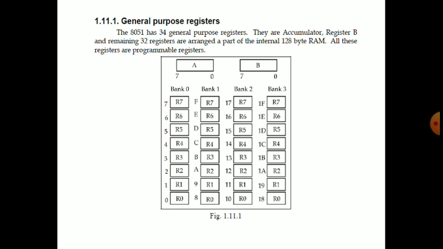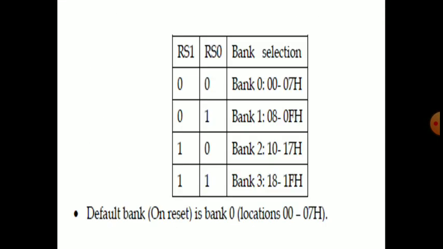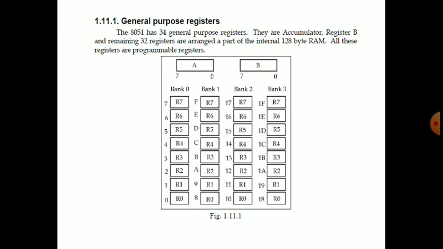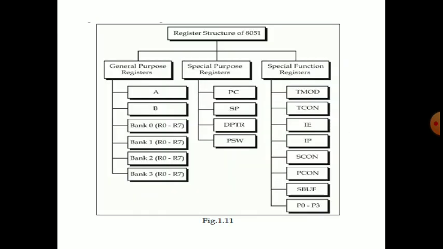In order to select which bank, we need 2 bits, because to select these 4 choices we need 2 bits, so that we will have the combinations 00, 01, 10 and 11. One combination will lead to the selection of one bank. So we have 2 bits, that is RS0 and RS1. These 2 bits are a part of the PSW register, the program status word register, as we have already mentioned, in the special purpose registers.